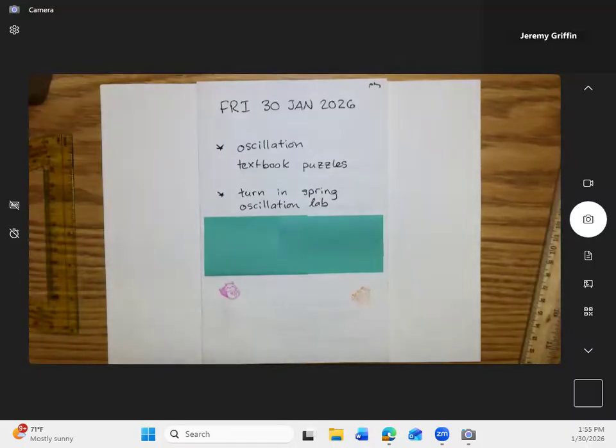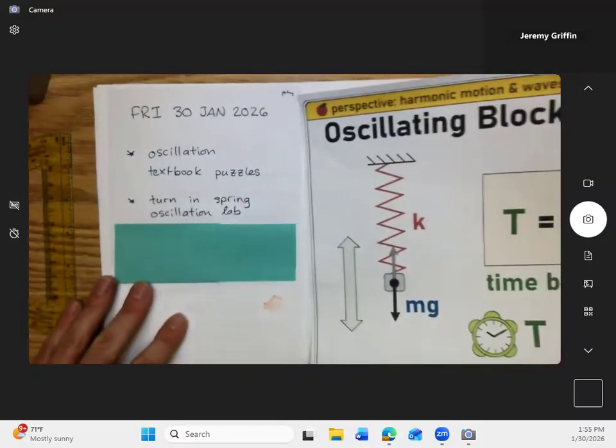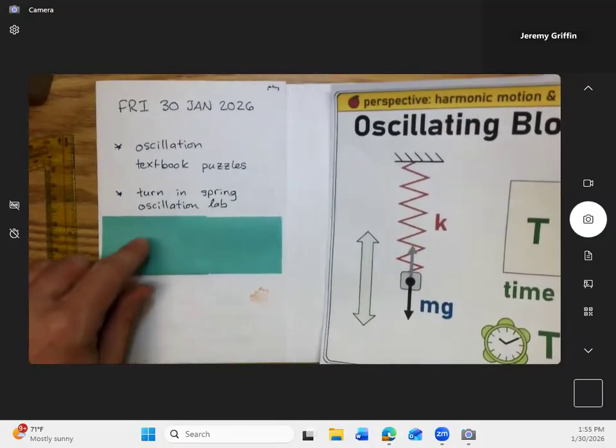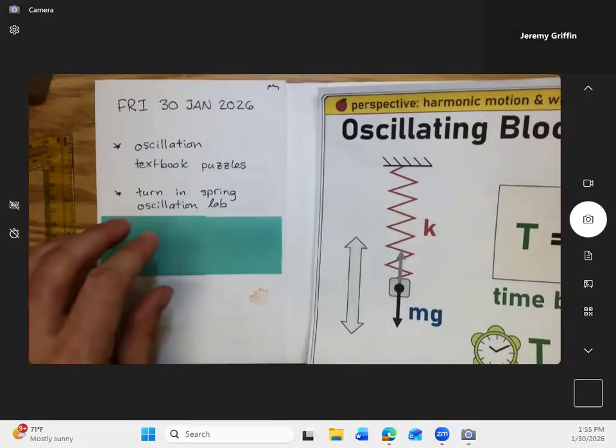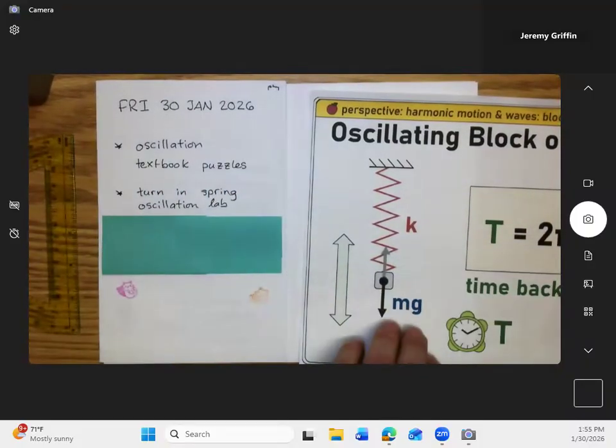So here, let's finish this lab from yesterday. I'll help you guys put the graphs together and show you what the graphs look like. And then you guys can turn this in. My plan is to do textbook puzzles too. So let's see what time we got.